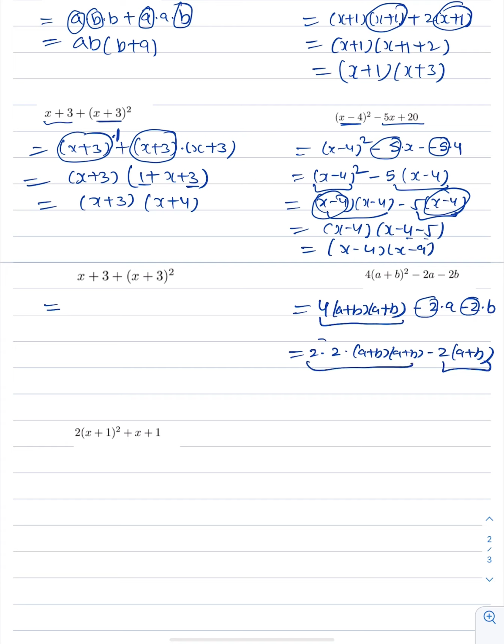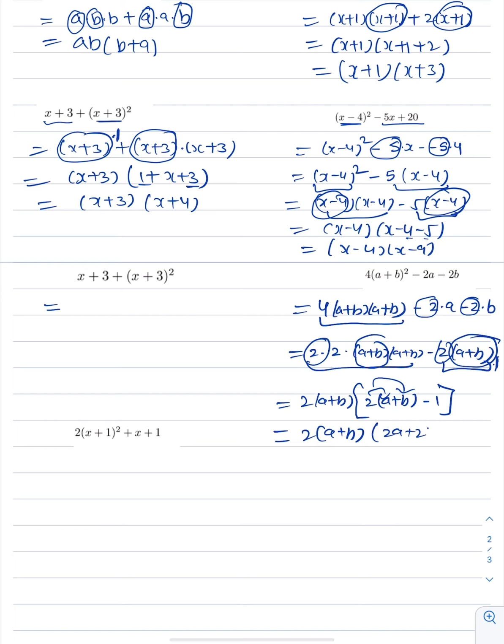And now from here 2 is common and a plus b is common. Again, since we are taking everything common from the second term, you can write this as multiplied by 1. And now we got 2 times a plus b. I'm going to use a different bracket since I still have a bracket there, and then negative 1. And now we are going to open this bracket. So this is a plus b, and then you get 2a plus 2b minus 1.